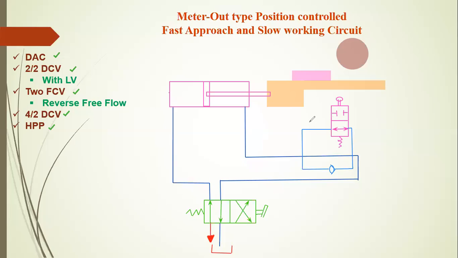Here the first FCV has to be drawn here and the second FCV has to be drawn here. Give the arrow direction, which means that both FCVs are in a variable condition. This is the complete hydraulic circuit drawing for a meter-out type position control, fast approach and slow working hydraulic circuit. Give the name for all the components.